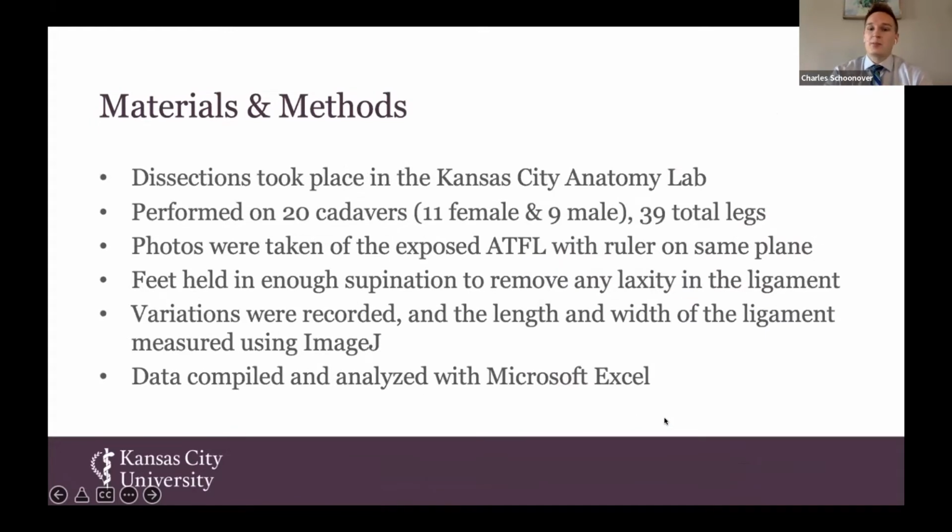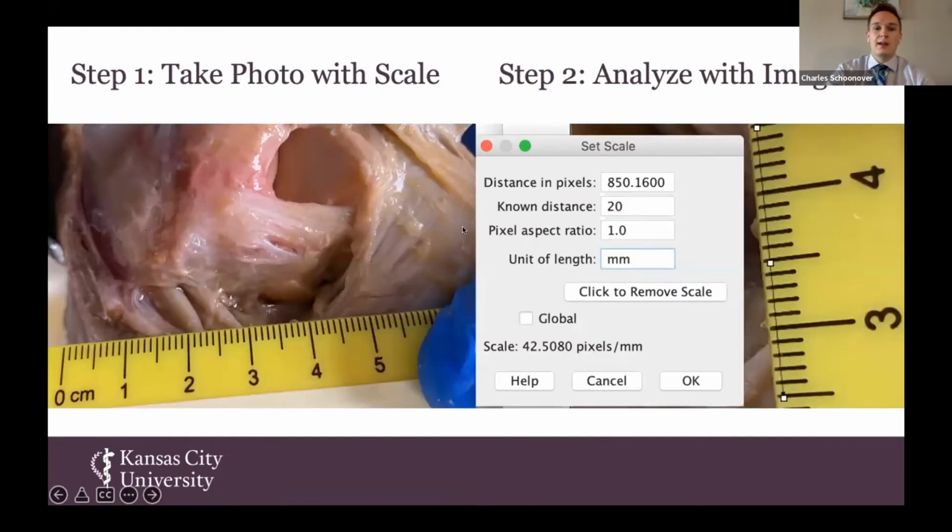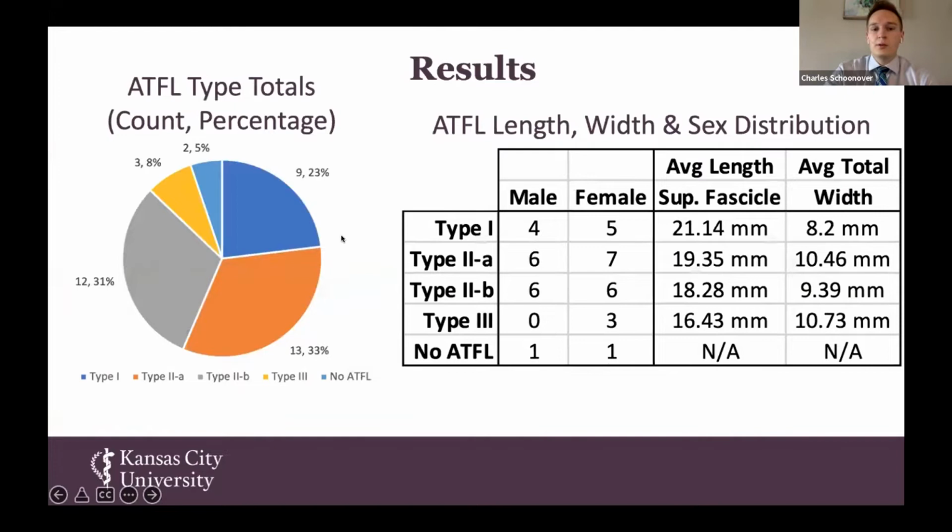So dissections took place up here in the Kansas City Anatomy Lab on 20 cadavers. And I dissected down to reveal the ligament and then took photos with a ruler in the same plane, with the ankle held in just enough supination to remove any ligamentous laxity. And then I was able to use ImageJ to precisely measure length and width, and then compiled and analyzed with Microsoft Excel.